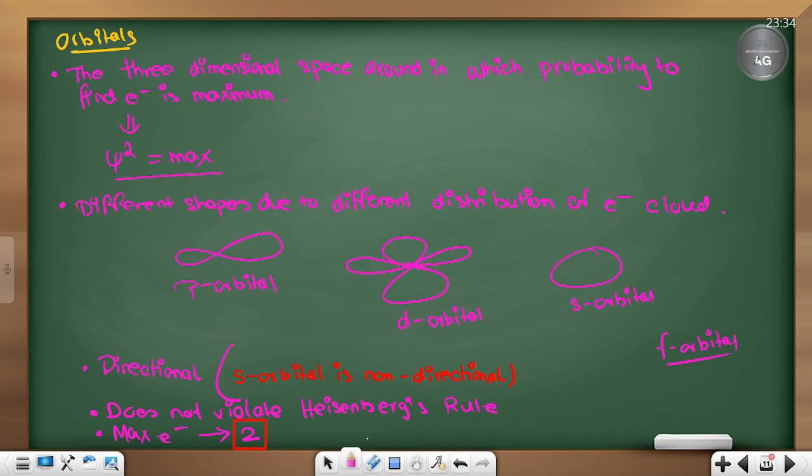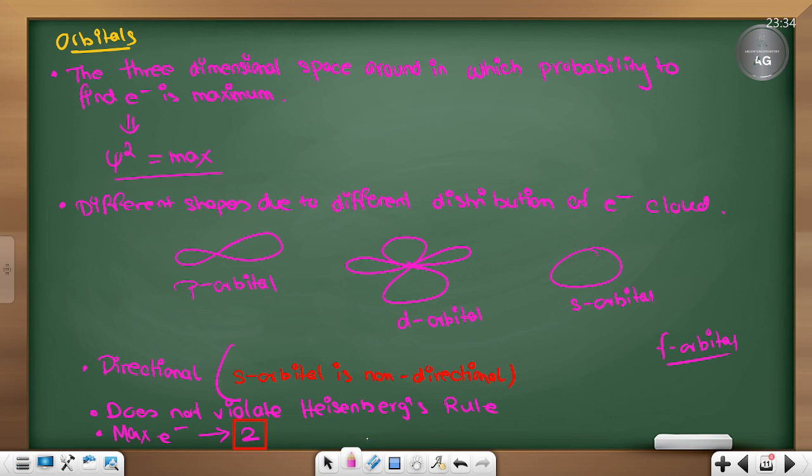If it is mentioning the 3px, maximum is 2 only. How can it have more than that? If it is mentioning 3p as a whole, then it is 6. That is a 3p subshell. Okay, maximum number of electrons in an orbital is 2. Clear or not clear? Understood? So maximum electron in an orbital has to be 2.